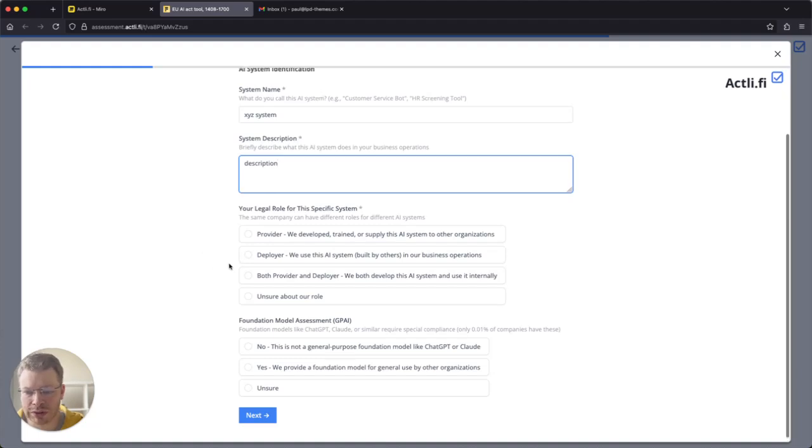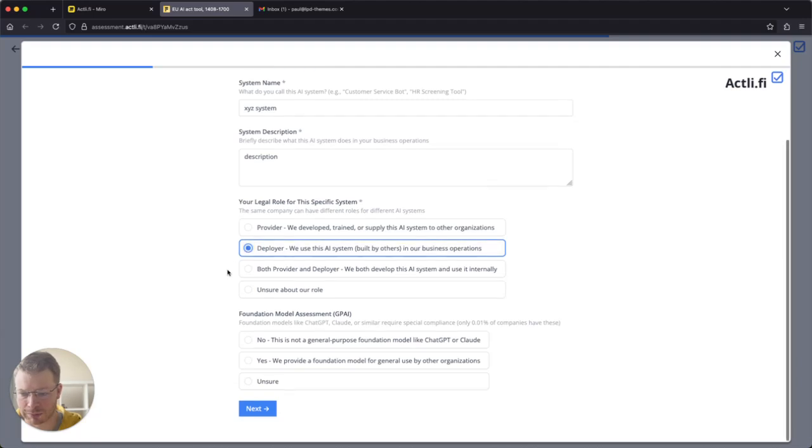So if you're using a system built by someone else, you have to select deployer. If you developed and trained the system, you have to select provider. But it also can be the case that you are provider and deployer at the same time. For example, you can build your own system by using OpenAI models. In this case, you will have to select both provider and deployer. In most cases, most likely, you will have to select deployer. I will select deployer here.